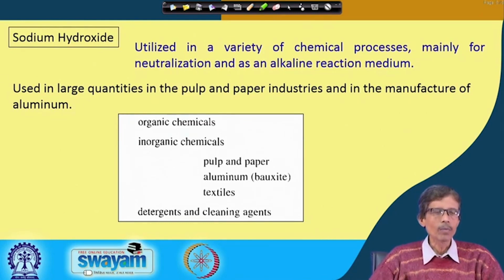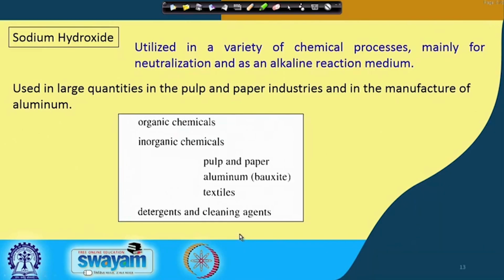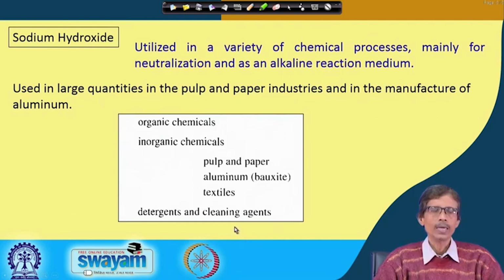Then a large number of inorganic chemicals, whether you are getting some sodium based compound or the hydroxide based compound, you require sodium hydroxide for the production of inorganic chemicals. Then as I told, the pulp and paper industry, aluminum industry and the textile industry are also users of that. And then finally, the detergents and the different cleaning agents, where we use sodium hydroxide for making detergents and the different types of cleaning agents.